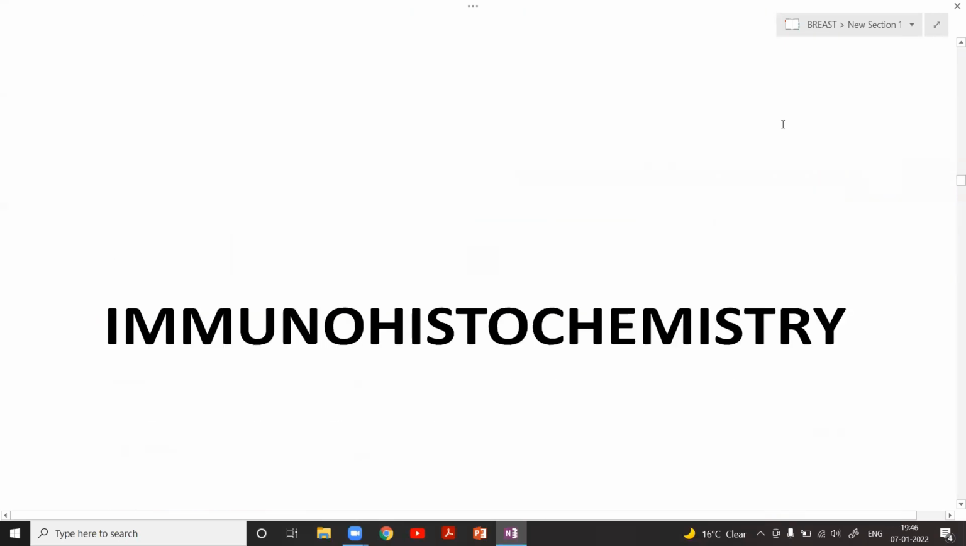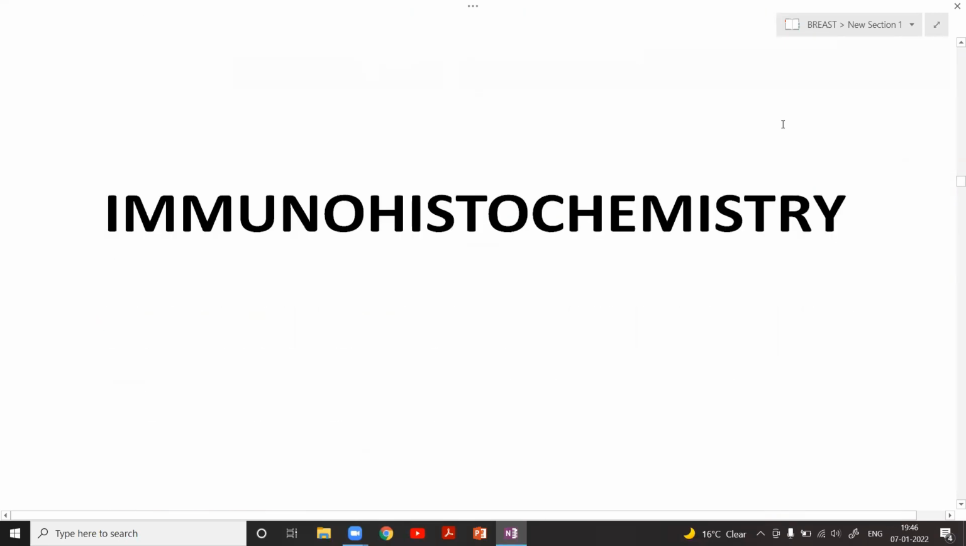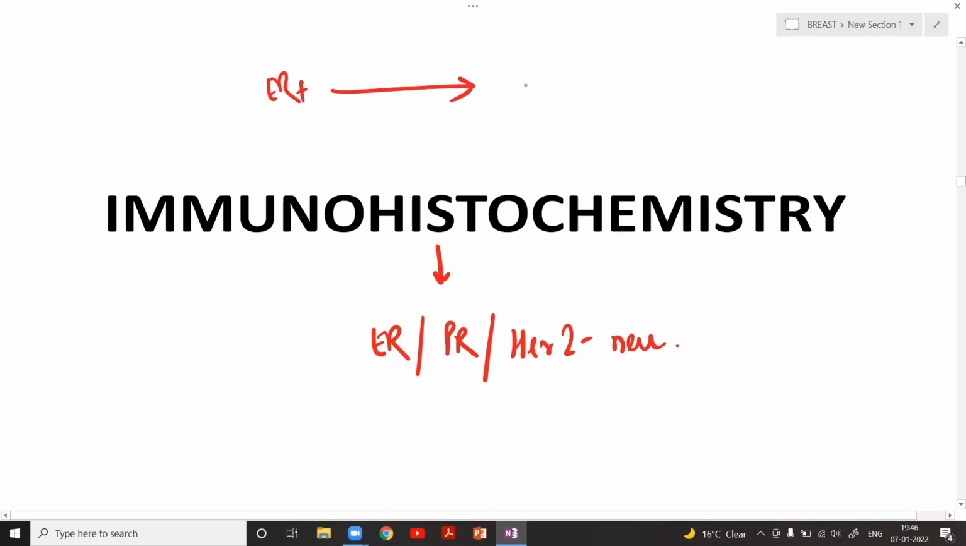Okay, then we come to a very important part, that is the immunohistochemistry of breast carcinoma. Now, why is this immunohistochemistry so important? Because under this immunohistochemistry, we do the ER, PR, HER2/neu grading, and this is very, very commonly done. Because if a tumor is ER positive, it stands out to be luminal, it has a separate treatment. They will be given certain anti-estrogens like tamoxifen and all these drugs.